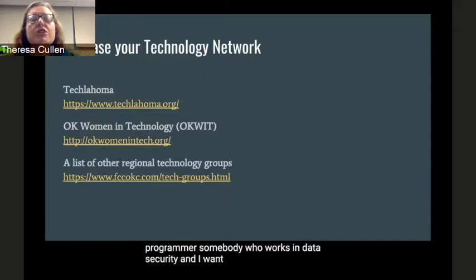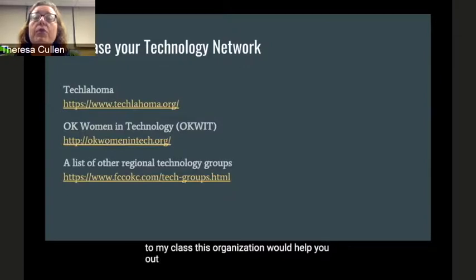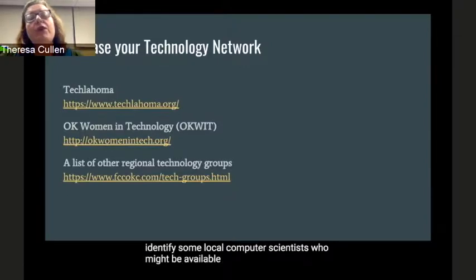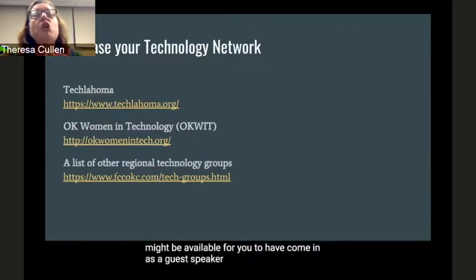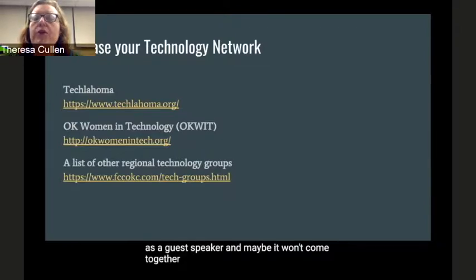This organization would help you identify some local computer scientists who might be available for you to have come in as a guest speaker. And maybe it won't come together for next week, but starting the process now to make it part of your curriculum is a great thing that you can do.